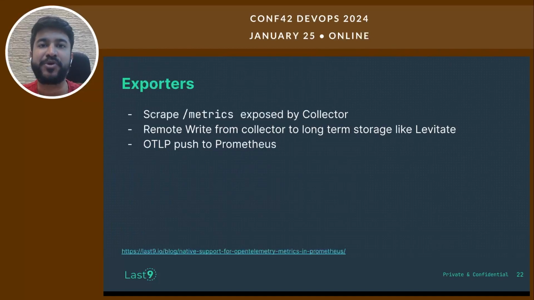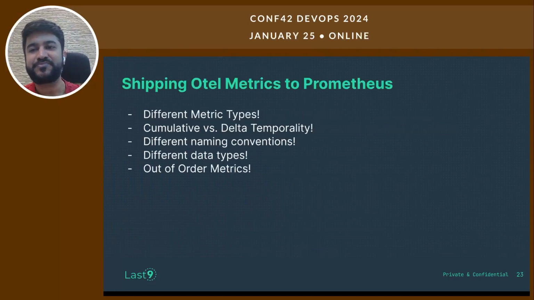You can also remote write from the collector to long-term storages like Levitate, and recently added experimental support for OTLP push. So you can push to Prometheus as well. So now, as of today, Prometheus can accept data in OTLP push format as well, not just the pull format that we discussed earlier. But things are not that straightforward when it comes to shipping metrics to Prometheus.